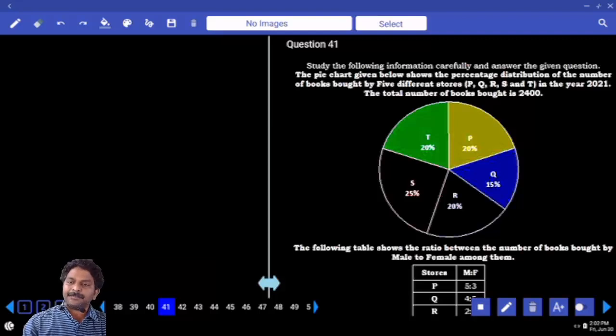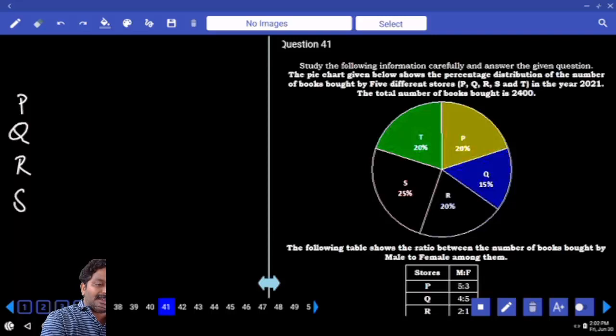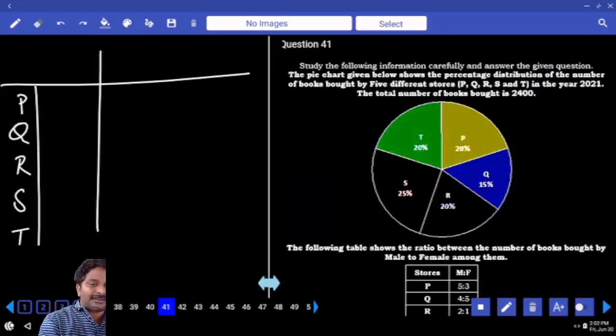41 onwards. The pie chart given below shows percentage distribution of number of booklets bought by 5 different stores, P, Q, R, S, T, and total number is 2400, right? So P, Q, R, S, T. Let's write first total here.